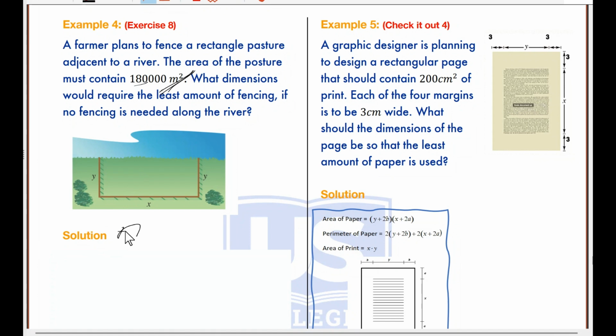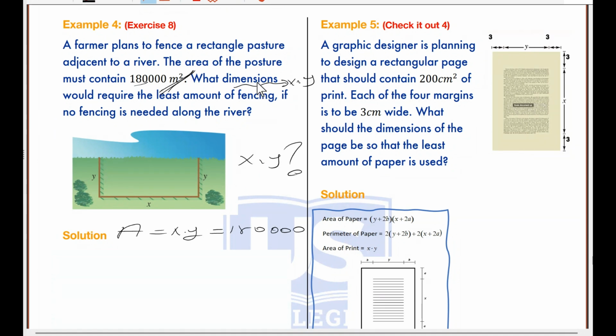So first of all, let's write the equation by using the given information. We are talking about area. Area of this fence is like the rectangle. It's x times y, length times width. This is given in the question as 180,000 meters squared. What is asked? What dimensions would be required? Dimensions. It's talking about width and length, which are x and y. So we are looking for x and y.